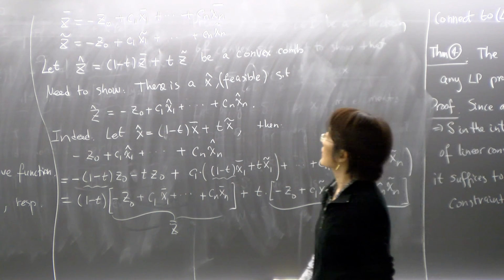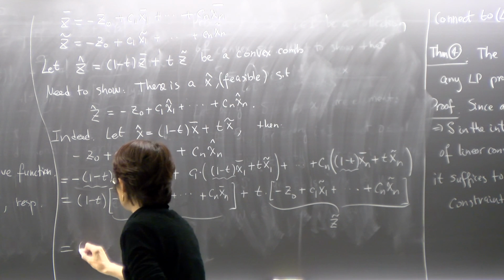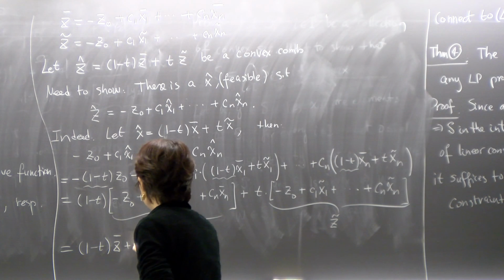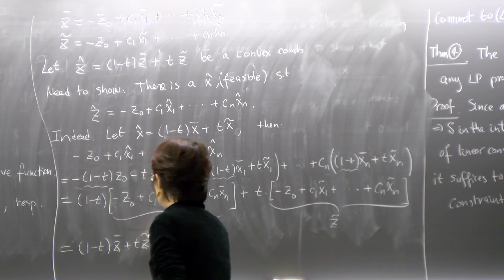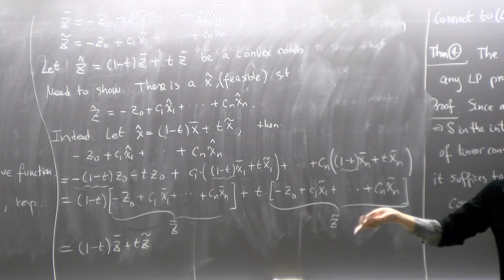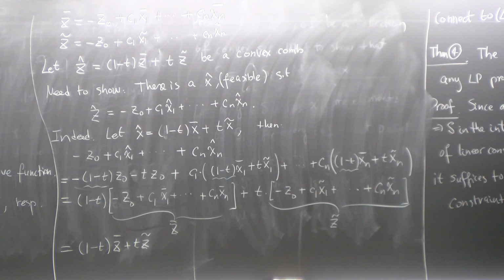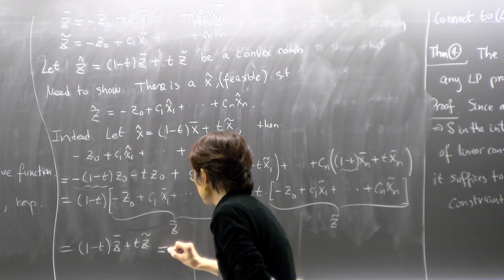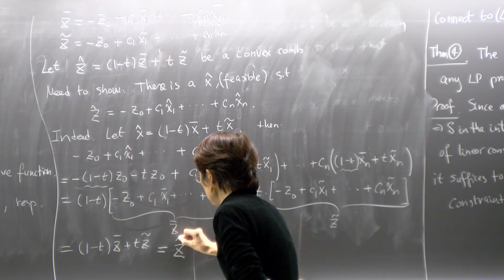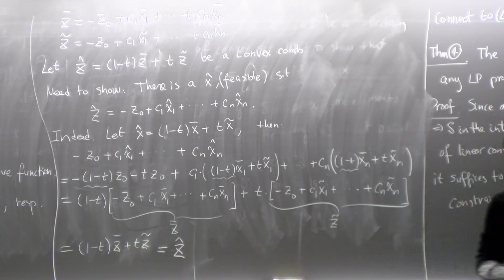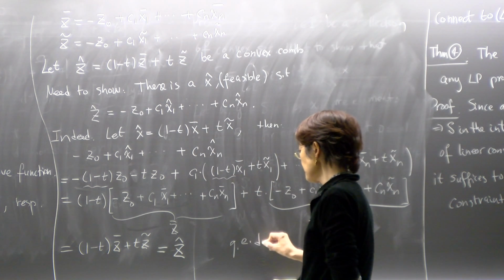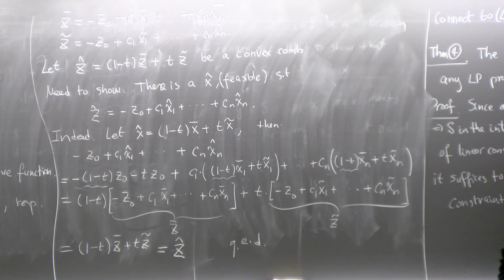Okay, and so I have (1 minus t) z bar plus t z tilde. Isn't that exactly the definition of z hat? It's the combination of those two z values. This simply equals z hat. And that's what I wanted to prove. Is that right? Then I did it. So done. So that set is convex as well.